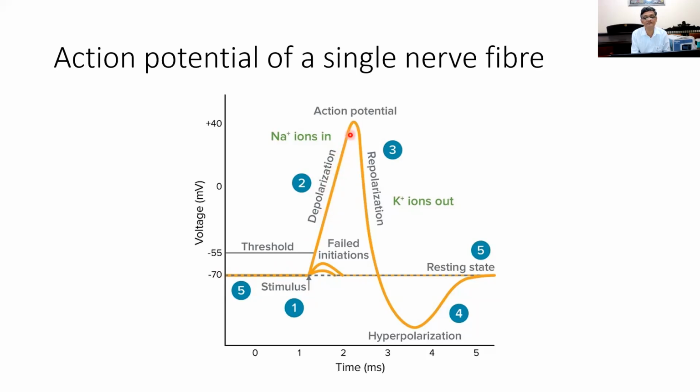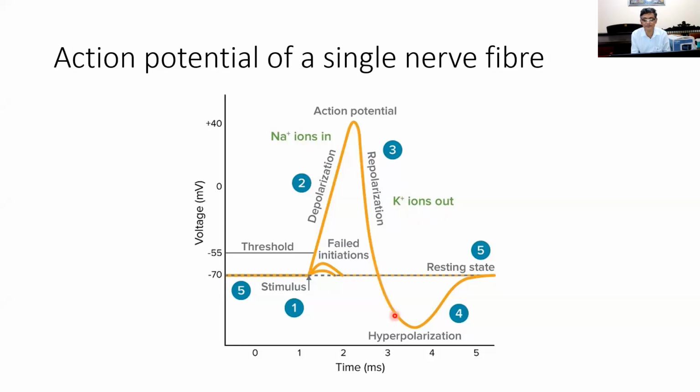It goes even above that, about plus 35 or so, and then sodium channels will close, and the membrane begins to come back towards the polarized state. We call it repolarization, due to opening of potassium channels. So this is due to sodium channels. This is due to opening of potassium channels, efflux of potassium. This is influx of sodium, efflux of potassium, and then it will not stop immediately at -70.